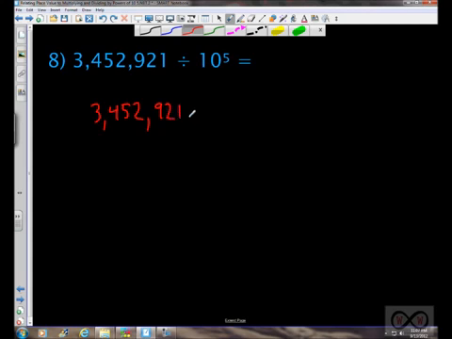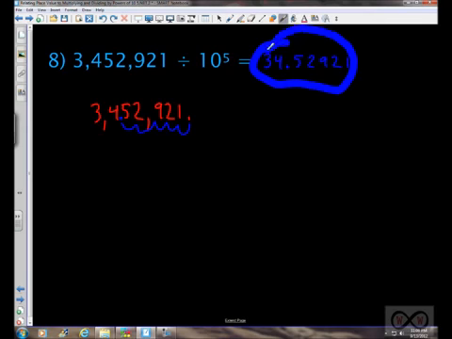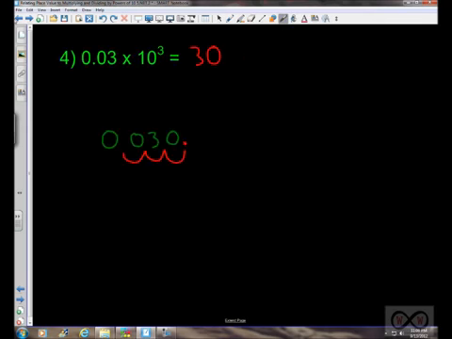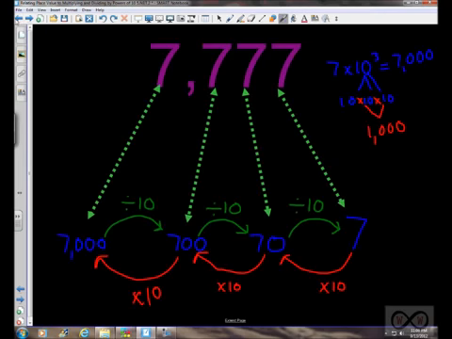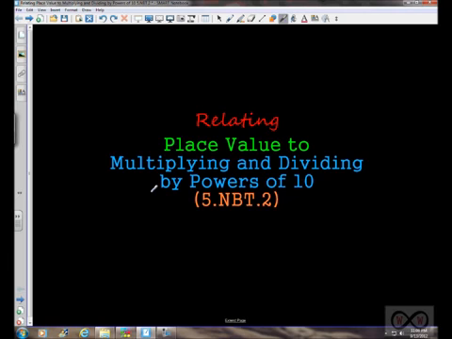And the last problem, we've got 3,452,921. Decimal point after the ones place, always. And then we're dividing by 10 to the 5th power. So we got some movement of that decimal point to the left. You guessed it, 5 places. And relocating right there between the 4 and the 5, giving us a new number. There you go. And that would be the final answer. So there we had it. We looked at relating place value to multiplying and dividing by powers of 10.